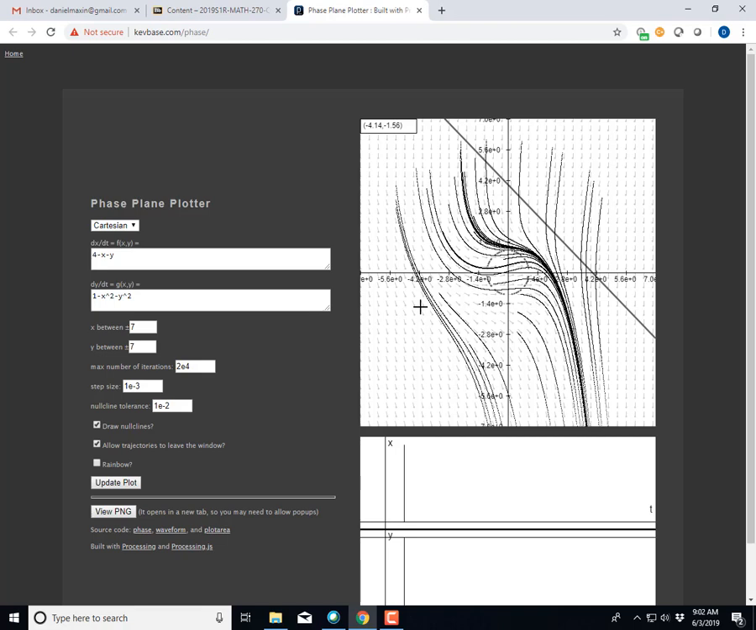So make sure you actually run these examples on your own, and many extra examples if you want to play with the plotter, just to make sure you understand the meaning of the phase plane in the case of systems of differential equations. And that's it for today.